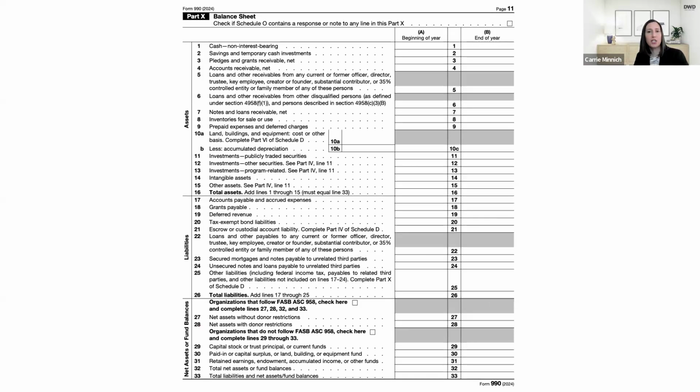Next is your balance sheet. So just like on your financial statements, we're going to have the balance sheet. We have the assets, liabilities, and net assets. We show 2 years on Form 990. So we have beginning of the year and end of year.